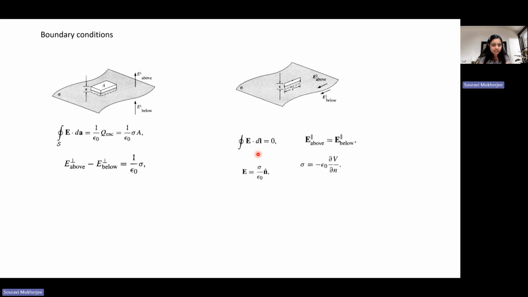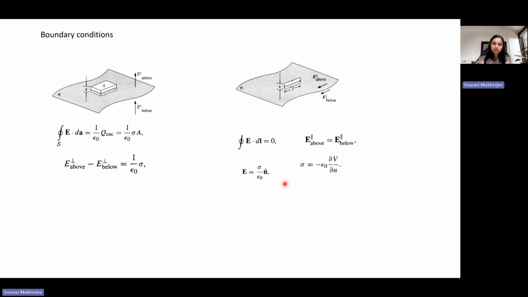While the parallel components, the tangential components to the surface, are different, because curl of E is zero. For the electrostatic case, we know that curl of E is zero. That means the line integral of E dot dl will be zero. Using that, you can say that the parallel components of the electric field across this charge sheet will always be continuous. So E above and E below, the parallel components, will be equal.